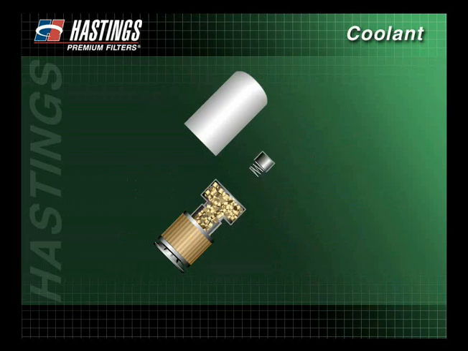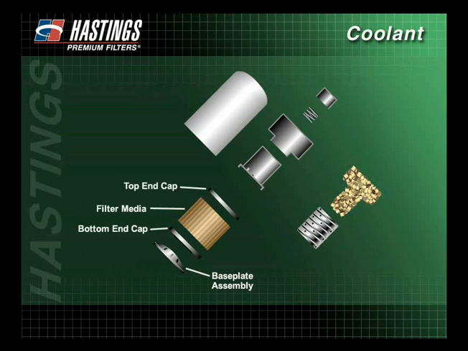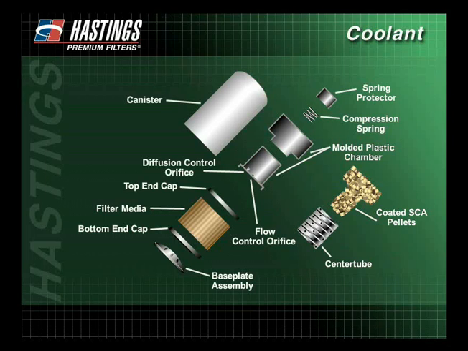The primary components of a controlled release spin-on coolant filter are a base plate assembly, a bottom end cap, the filter media, a top end cap, a center tube, a molded plastic chamber, coated SCA pellets, a diffusion control orifice, a flow control orifice, a compression spring, a spring protector, and the canister.